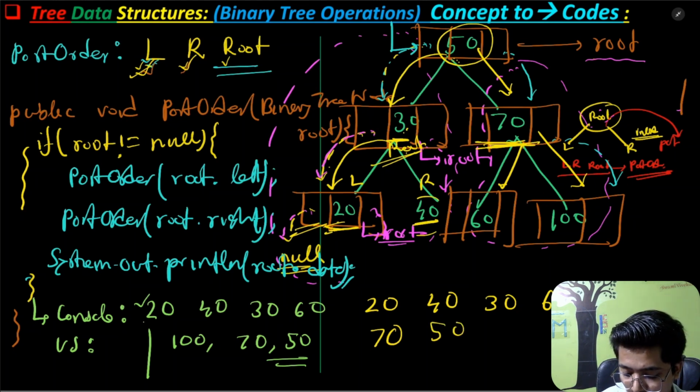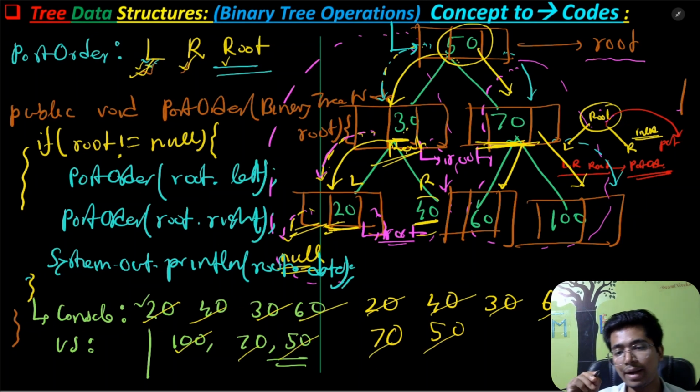And now notice: 20, 40, 30, 60, 100, 70, 50. So this is how the entire compiler and the code and the program works, and this is how we have to think like a programmer. So that's all about post-order. We'll be meeting in the next video.